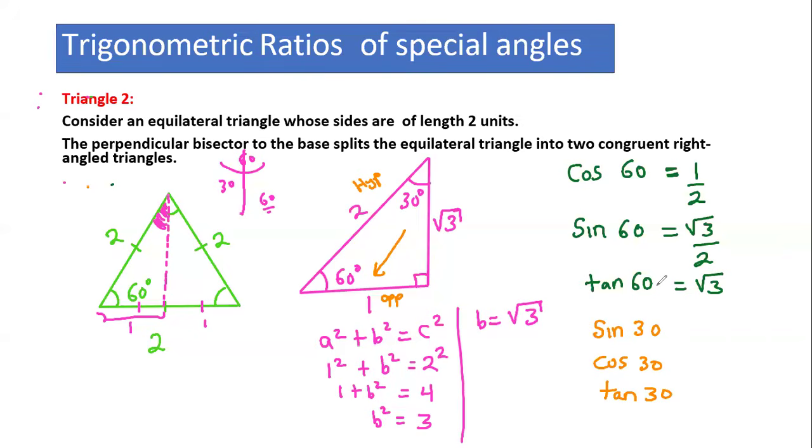Okay, I'm seeing the answers. Okay, sine of 30, people are getting a half. Cos of 30, people are getting root 3 out of 2. Tan of 30, people are getting 1 out of root of 3. Or people can rationalize and have root 3 out of 3.